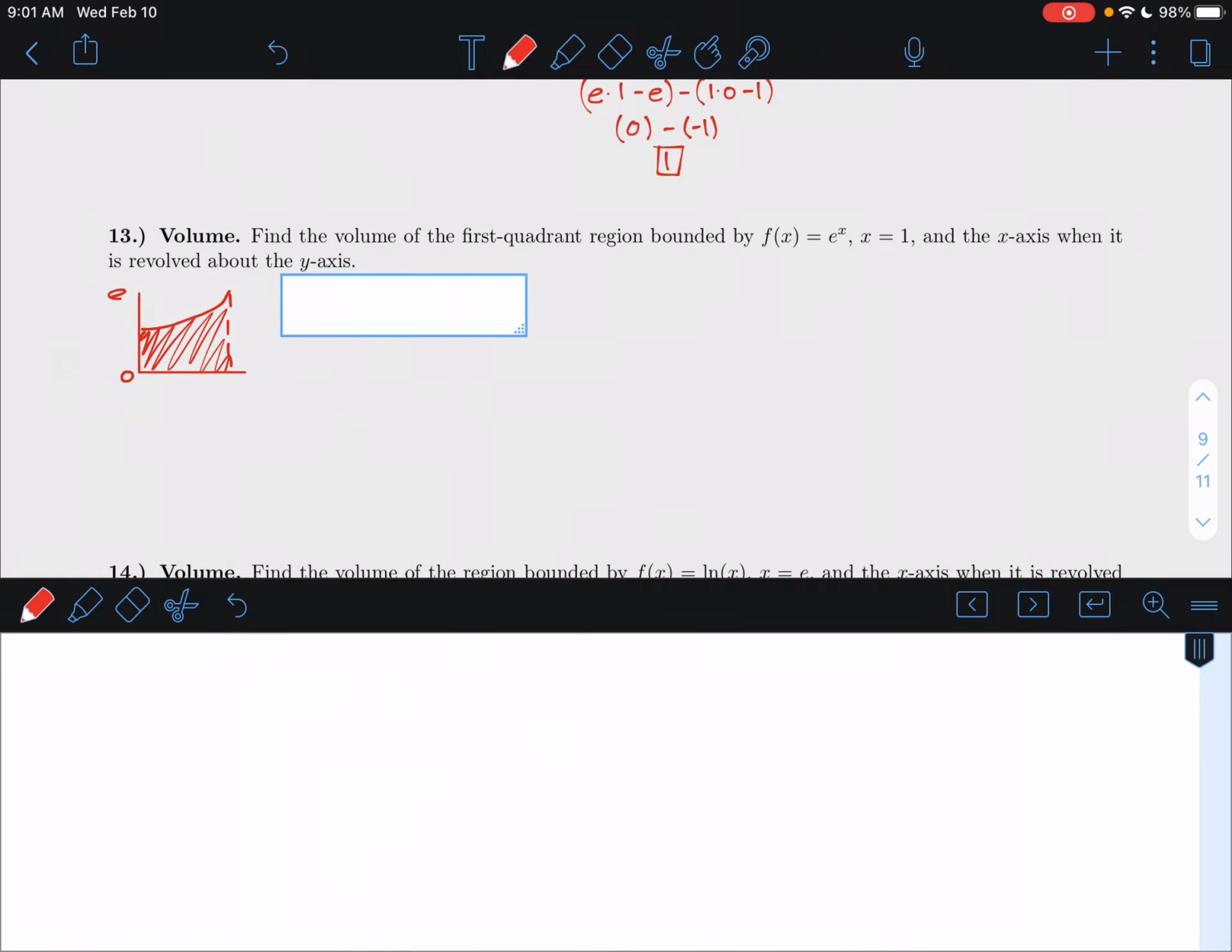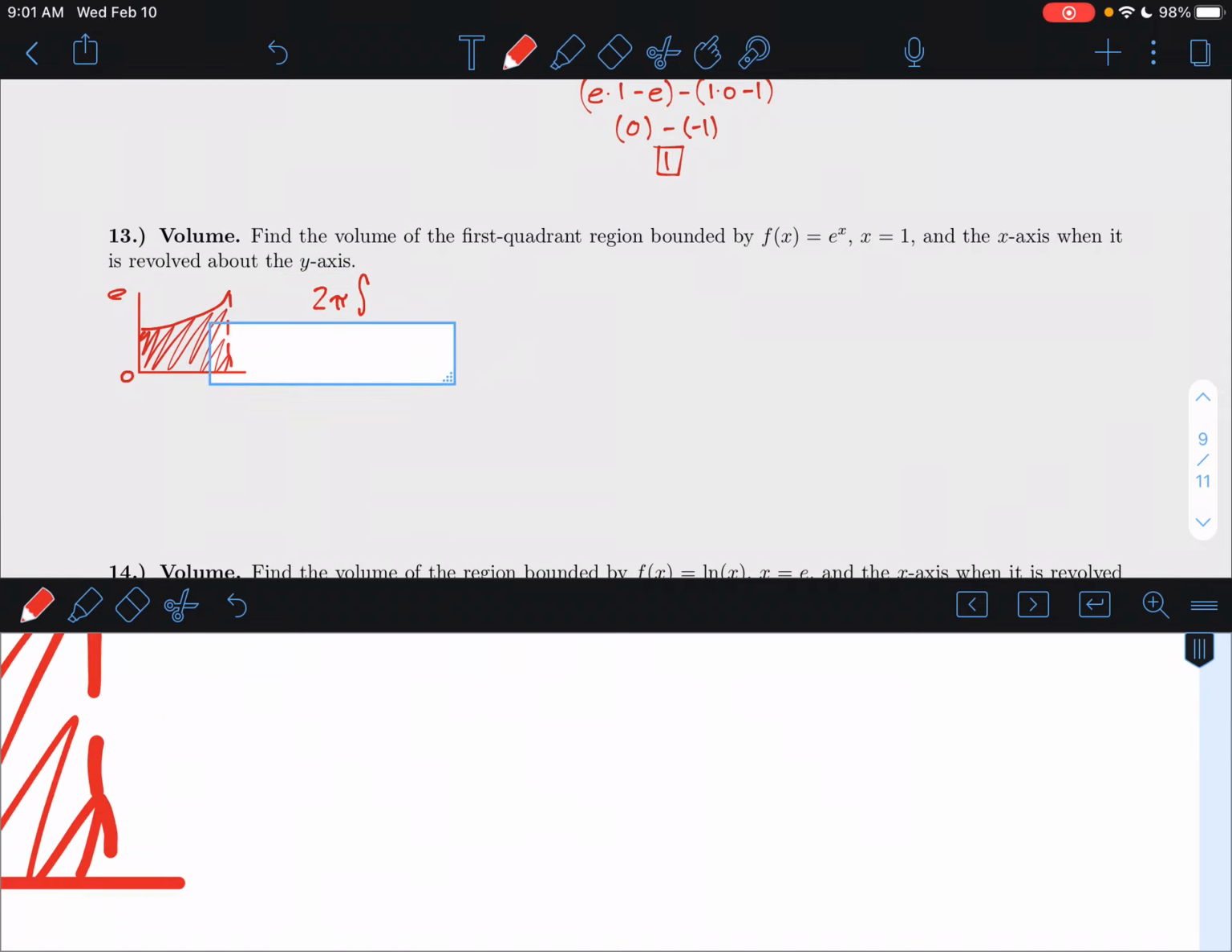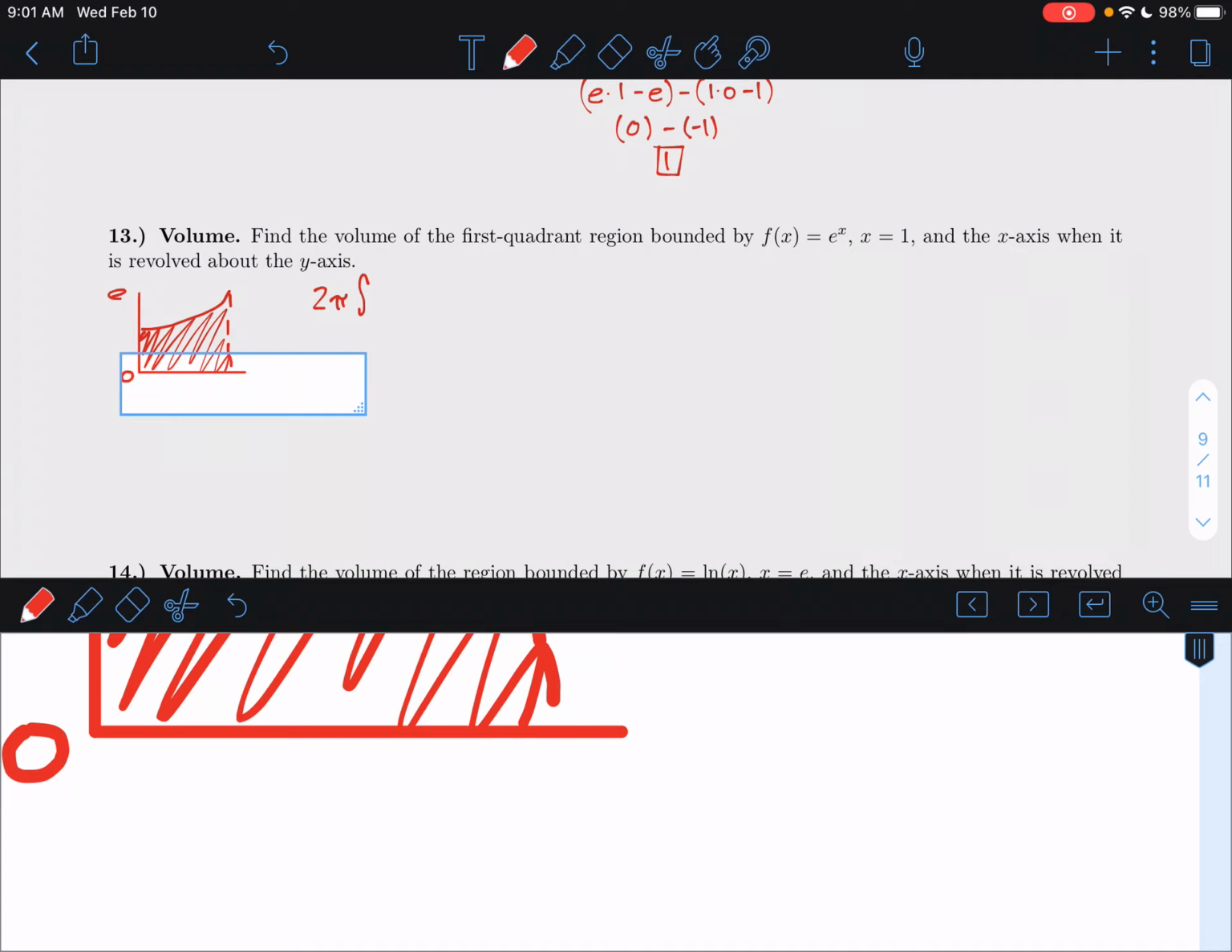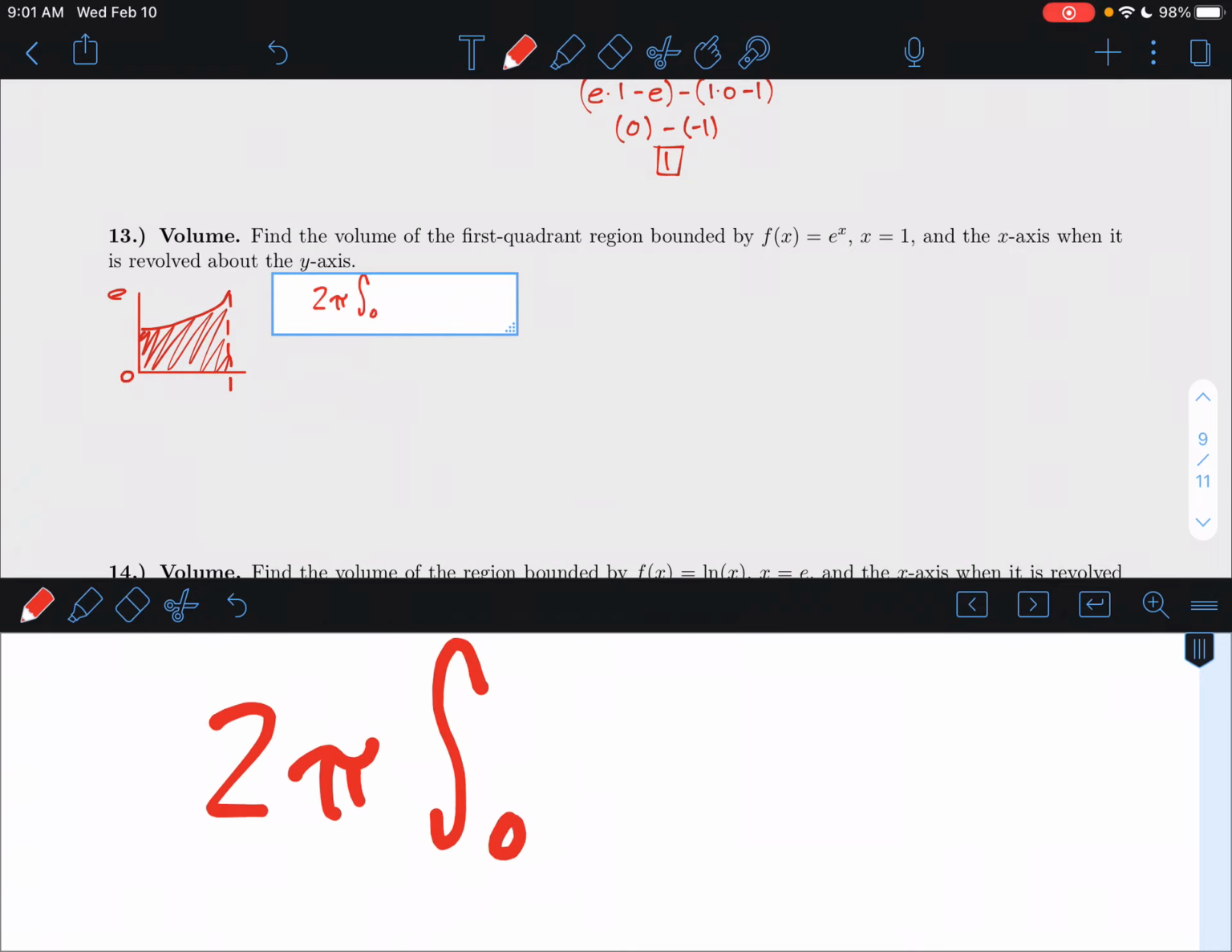And remember, the shell method is going to be 2 pi times the integral of x times whatever your function is. So 2 pi times the integral, and our limits on x are 0 to 1. So the integral from 0 to 1 of x times the function, which is e to the x, dx.